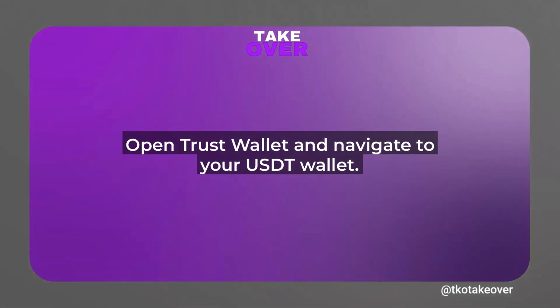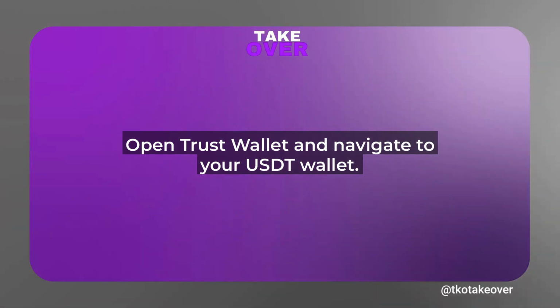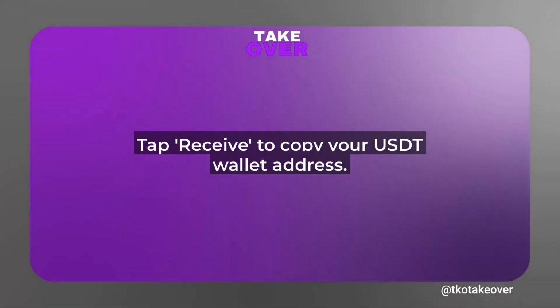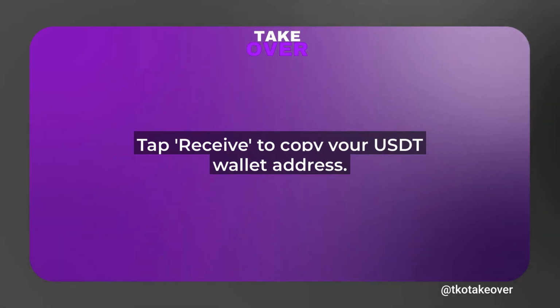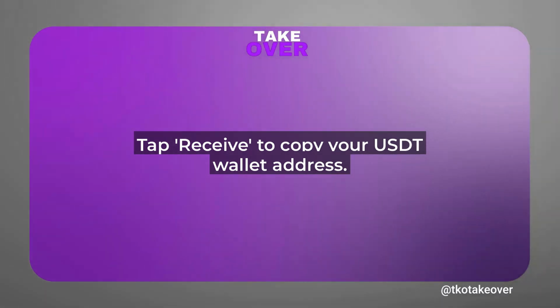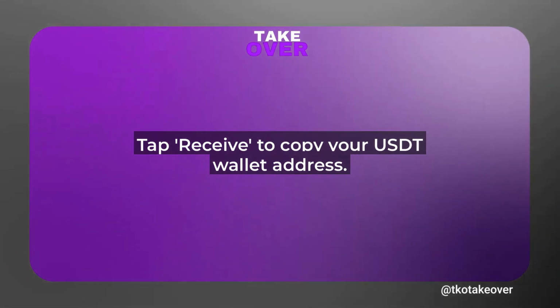First things first, ensure you have both the Revolut app and Trust Wallet installed on your device, and that your accounts are fully set up. Start by opening Trust Wallet. Navigate to your USDT wallet, it's usually under the main dashboard. Tap on the Receive button to display your unique USDT wallet address. Make sure to copy this address accurately, you can even write it down for safety.